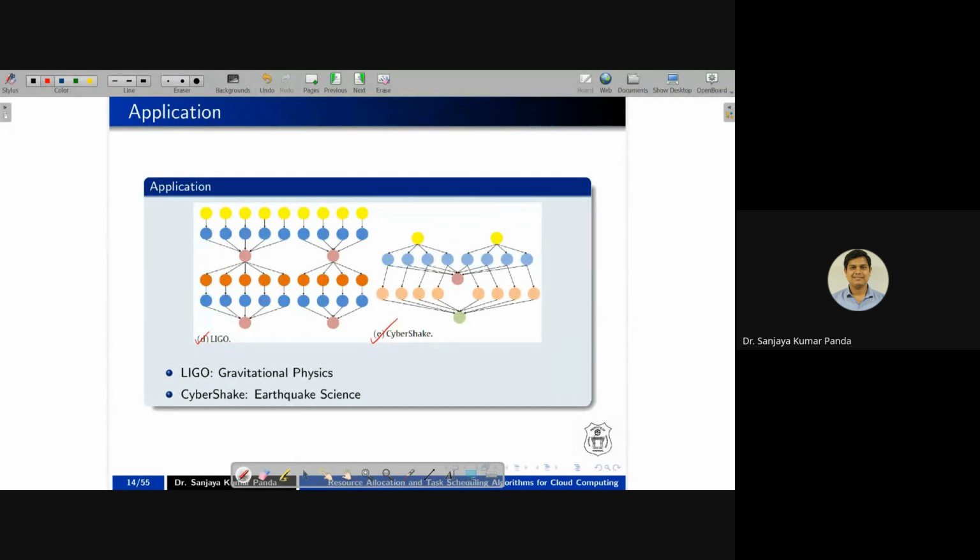So if you want to implement any resource allocation algorithm or task scheduling algorithm, okay, first you have to determine how many processors are required. That is called as a resource allocation. Once you decided that let's say 5 processors or 10 processors are required, then what you have to do? You have to determine that in these 5 processors or 4 processors, whatever given to you in resource allocation phase, how efficiently you will assign the task to different processors such that the overall completion time is minimized. Okay. So LIGO is used in the gravitational physics domain and CyberShake is used in the earthquake science domain.